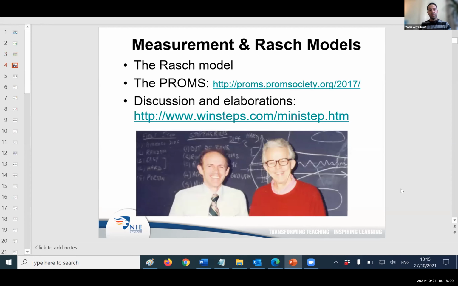Anyway, I was talking about Dr. Mike Linacre. This is Dr. Mike Linacre, this gentleman here. And this is another guru in Rasch measurement, Professor Benjamin Wright, in red. Professor Benjamin Wright sadly passed away in 2015.